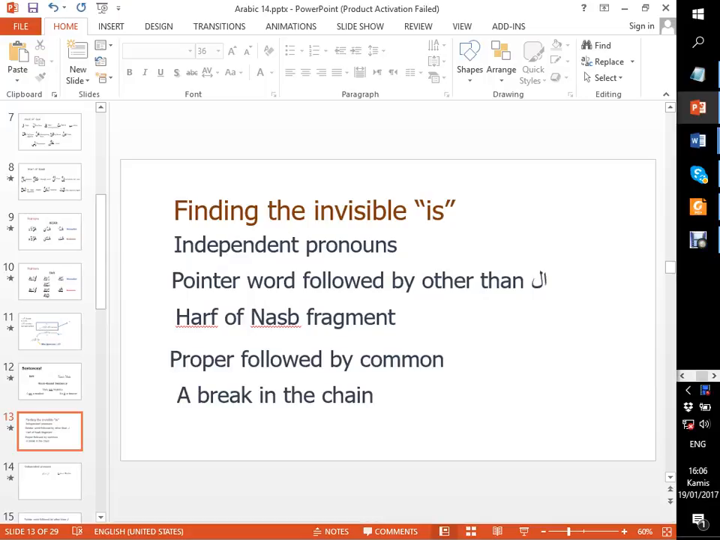Okay. And harf of nasb fragment. So after harf of nasb and its ism, there should be to be after it. And proper followed by common should have to be after it. And then a break in the chain. I will explain it one by one.